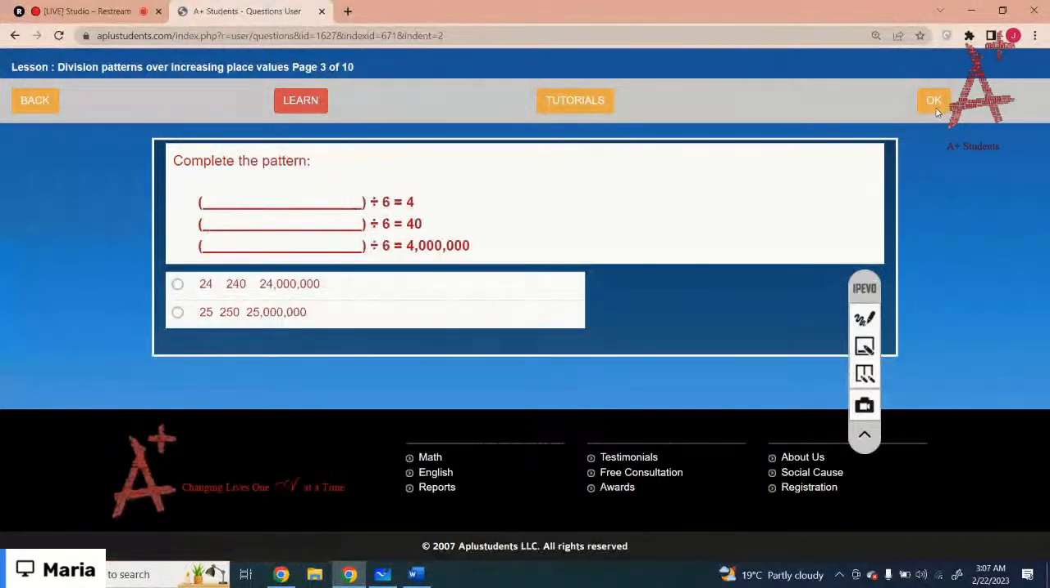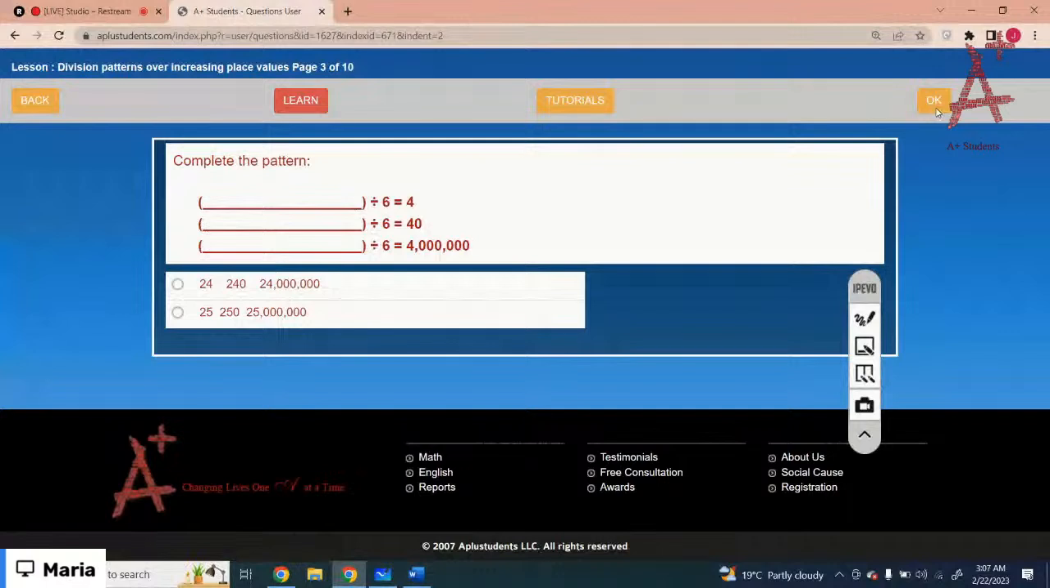Okay. The next one is missing number divided by 6 equals 4. So which is the correct option? You can just look at the options. The options are 24 and 25. So just check with 24. 24 divided by 6 equals 4. Do you have 24 in the table of 6? You can calculate a table of 6.